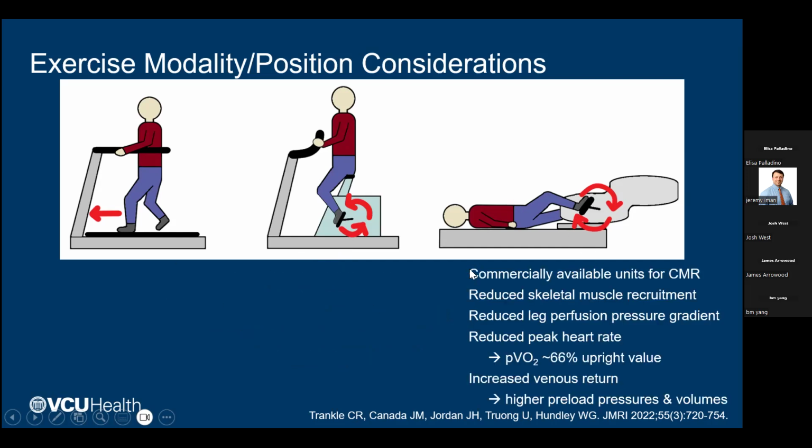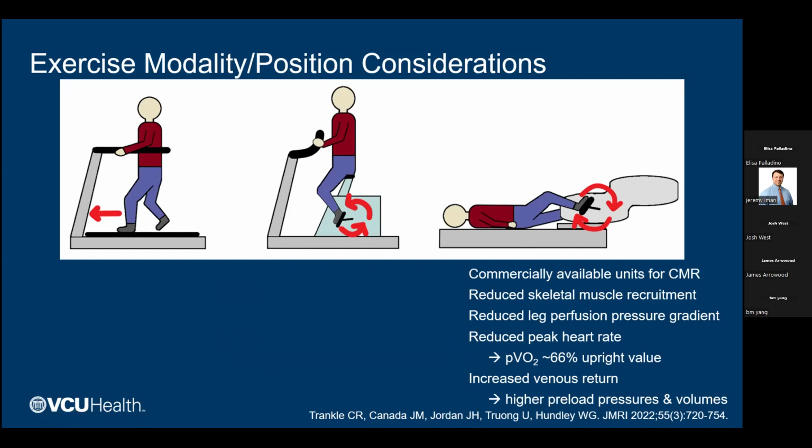And then finally, you have supine exercise, which is what we need to use in the MRI environment many times. And again, you have even lower skeletal muscle recruitment, a reduced leg perfusion pressure gradient, and a reduced peak heart rate that's provoked by supine exercise. And so in general, you get a peak oxygen consumption that is only about 2/3 of what you get on an upright bicycle test.